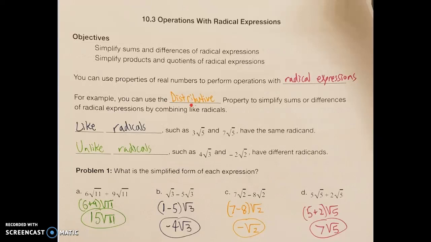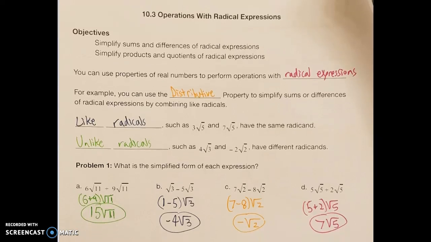For example, we can use the distributive property if we want to simplify sums or differences of radical expressions by combining their like radicals. And by like radicals, we mean radicals like 3 rad 5 or 7 rad 5 if they have the same radicand. Again, radicand means that number inside the radical sign. Unlike radicals, such as 4 rad 3 or negative 2 rad 2, would have different radicands. So just like with like terms, I can combine like terms, but I can't combine unlike terms.